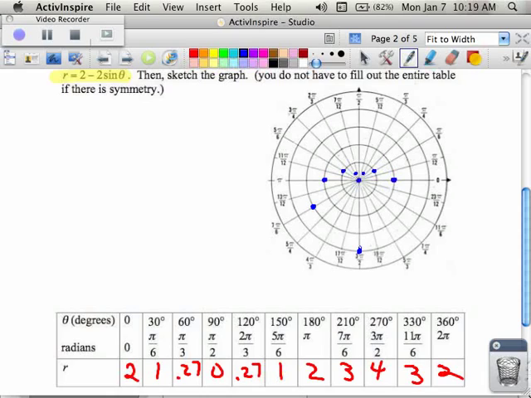And then symmetric again. Please stop making those noises. Thank you.